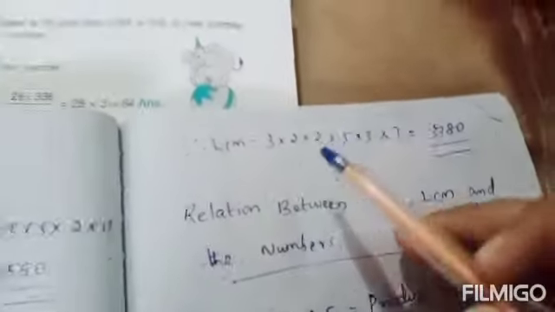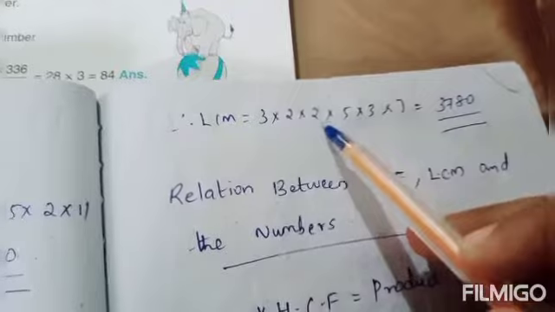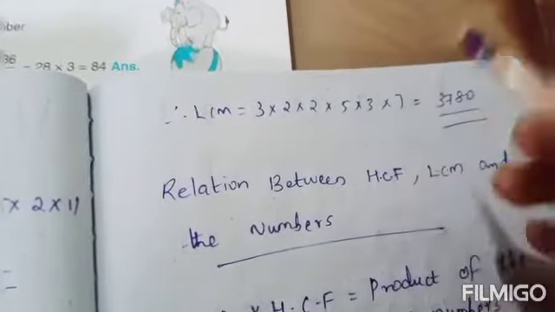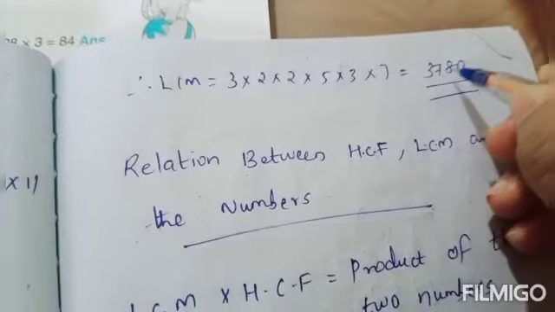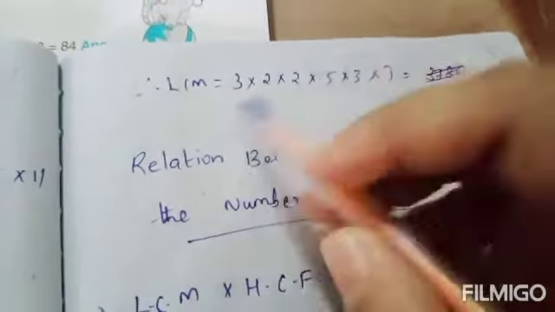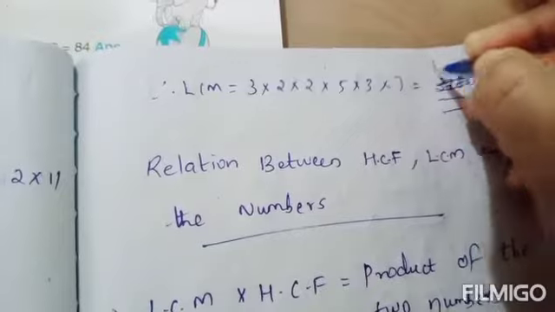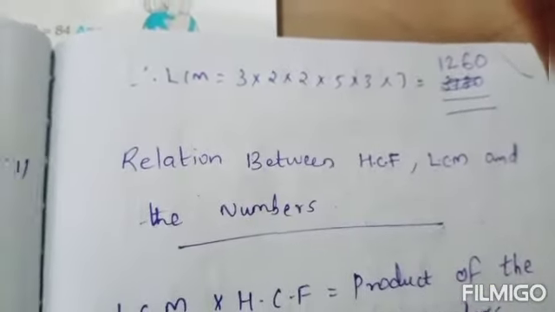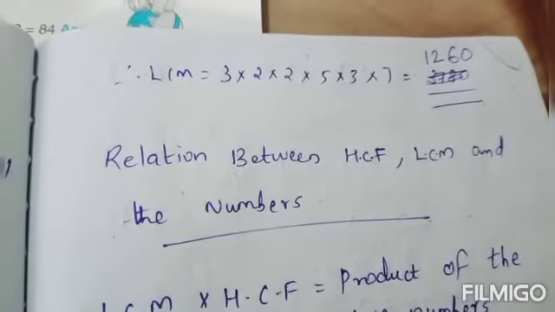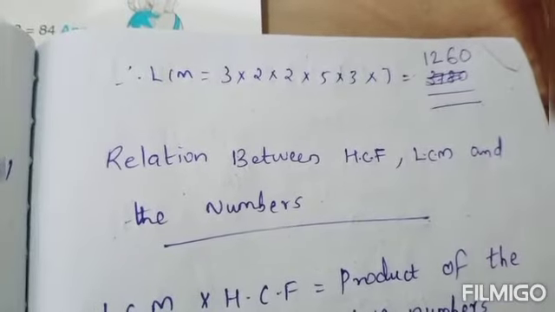Okay, so you can divide and you will get 3 into 2 into 2 into 5 into 3 into 7. I gave you the answer 3780, but on multiplying you will get 1260. Okay, so make it correct. The LCM is 1260. On multiplying you will get this.